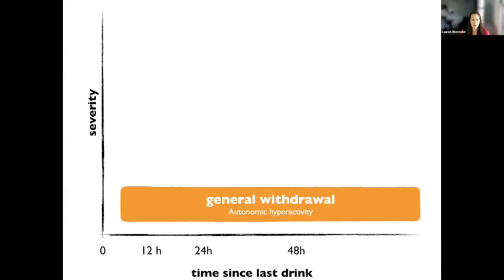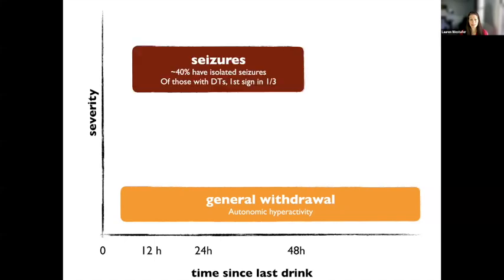We can think about alcohol withdrawal in terms of time since the last drink, on the horizontal axis here, and how severe the symptoms are. Alcohol withdrawal often starts off not that dangerous, not that severe. Even early on, a couple hours since the last drink, you can get a general mild withdrawal, often characterized by hyperactivity: the sympathetic things, diaphoresis, a little bit of tachycardia, a little bit of a tremor, and that can last a couple days.